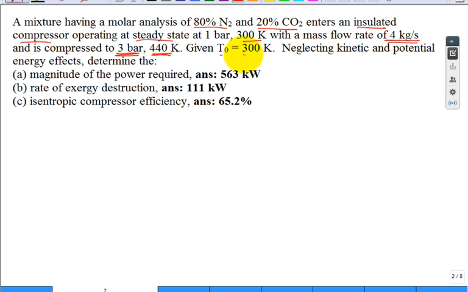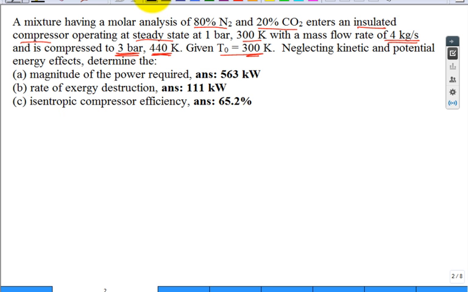The dead state or the environmental temperature is 300 Kelvin. Neglecting kinetic and potential energy effects, determine first part A, magnitude of the power required, part B, rate of exergy destruction, and part C, the isentropic compressor efficiency. All right, that's a lot to digest.